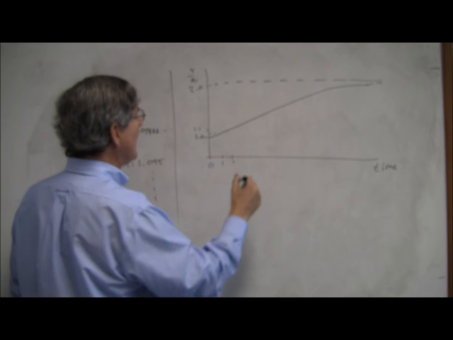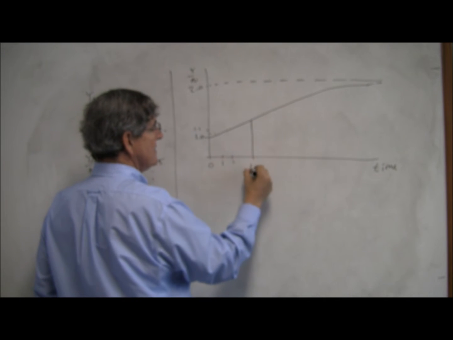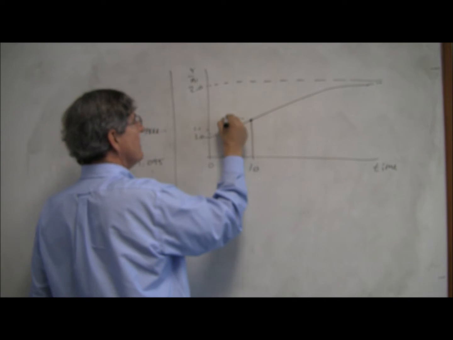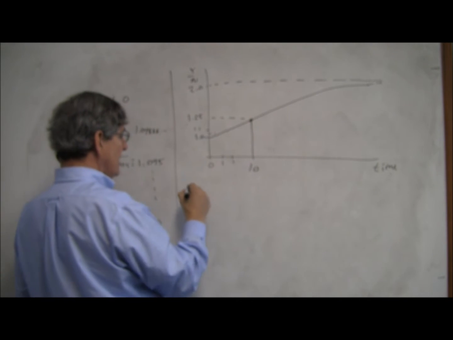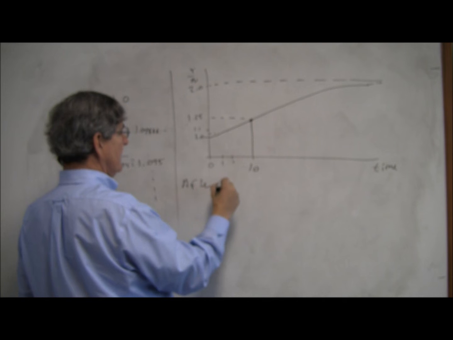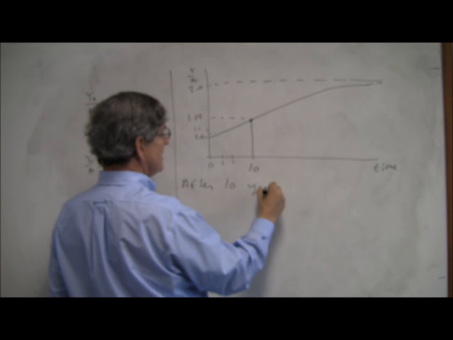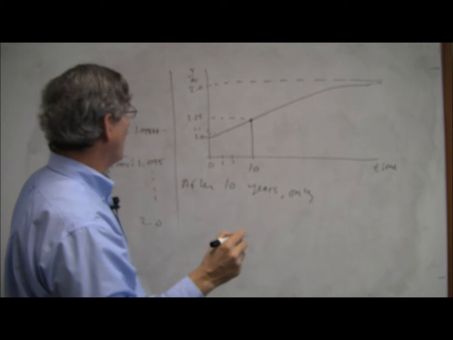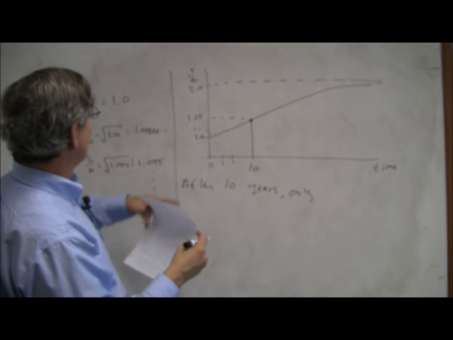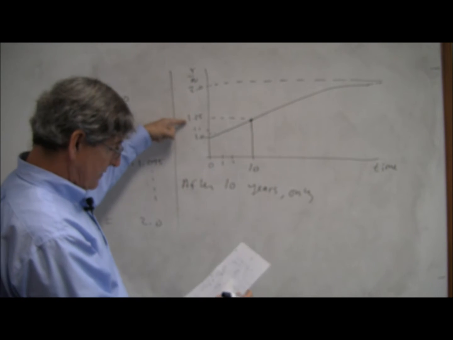If you do that, if you go out 10 years, this number is 1.25. So after 10 years, you're only about a fourth of the way there. You've only gone to 1.25.